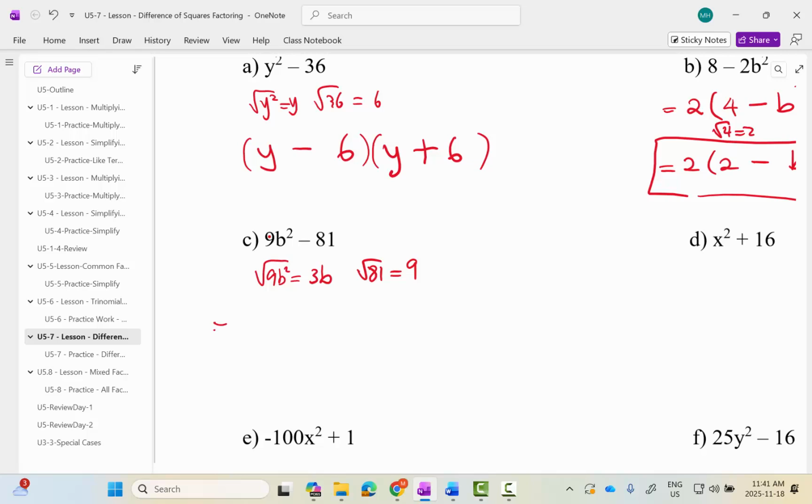So that means I can make 2 brackets, and the 2 brackets will get what? 3b times 3b to get 9b squared, and 9 times 9 to get 81. So one has to be negative, one has to be positive. Is that good?